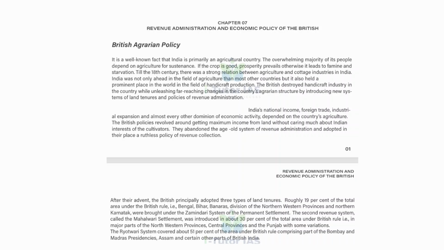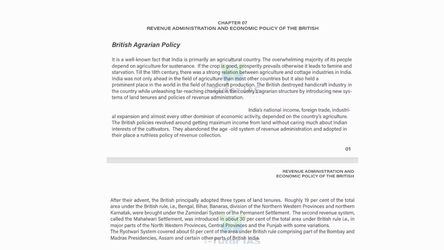What are British agrarian policies? In this chapter, we will first discuss the British agrarian policy and the different land revenue systems introduced by the British, the merits and demerits of the revenue administration, British policy towards the handicraft industry, and causes of the decline of Indian crafts. This much we will discuss in this unit today.